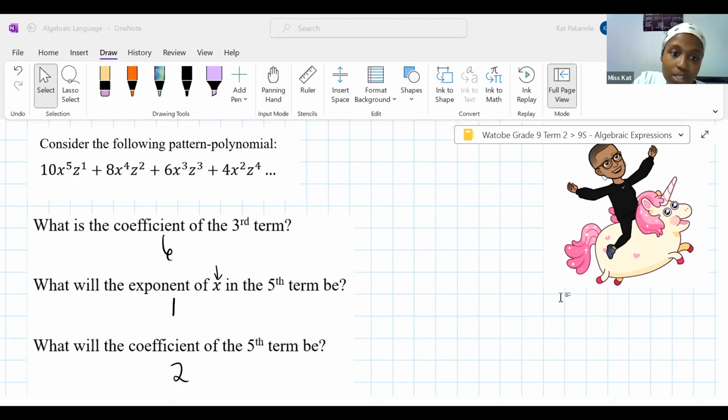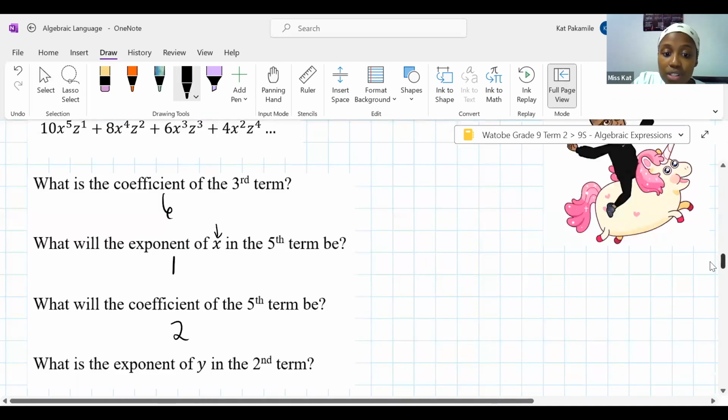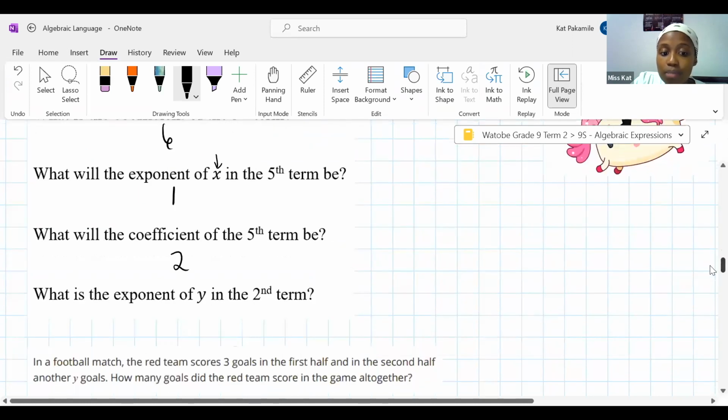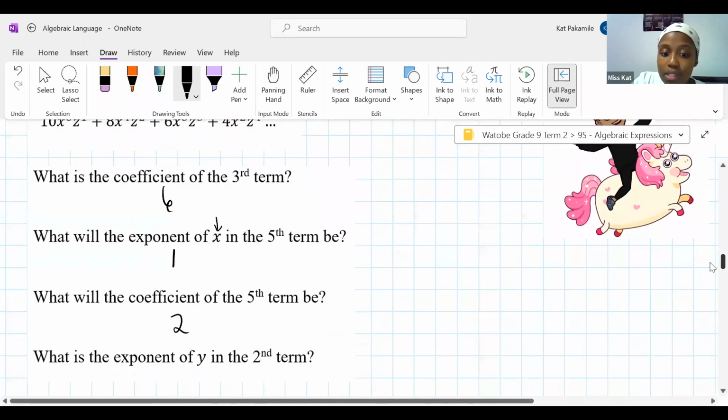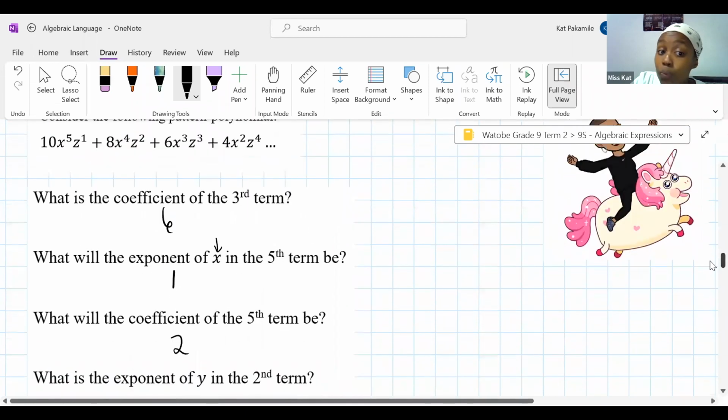What's the coefficient of y in the second term? What is the exponent of y in the second term? Do we have 0 because there's no y? So the exponent of y would be 0. Beautiful.